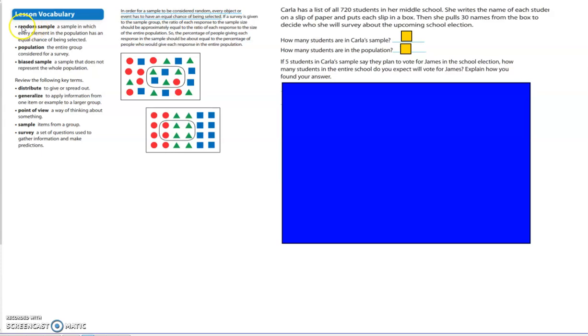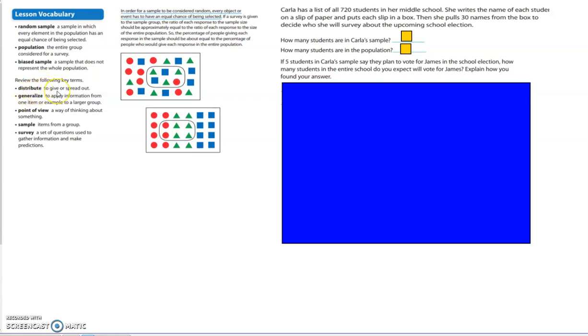The first one I'll say is random sample, in which every element of the population has an equal chance of being selected. The population is the entire group considered for a survey. The biased sample is not a good thing. It's a sample that does not represent the whole population. And then some review terms.